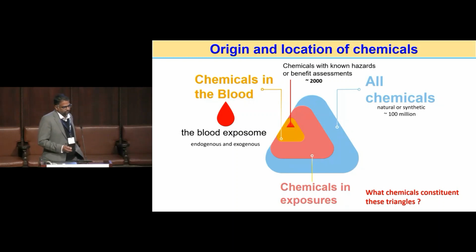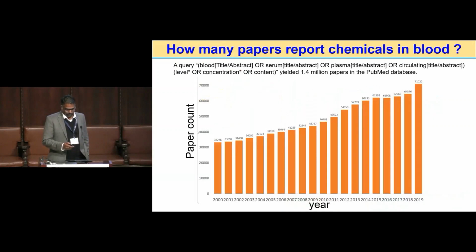So what chemicals constitute these triangles? I will highlight the blood exposome one. If you think about how many papers I need to look at, it's about 70,000 papers every year in which something was measured in blood. Together, 1.4 million publications to go after.